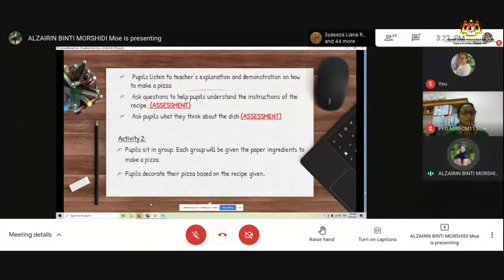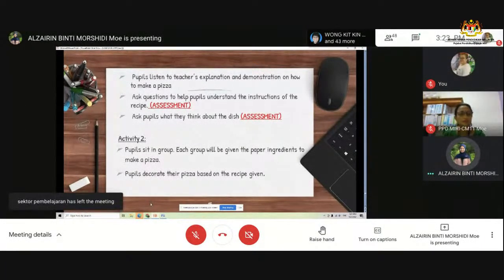And then for activity 2, what you can do is pupils sit in groups. Each group will be given the ingredients to make a pizza. Okay, since I only have 8 students, I divide them into pairs. What happens if you have more than 20 pupils? You divide them into big groups, or you can print the template and make it like a giant pizza rather than small, because I'm doing it just using a piece of A4 paper.